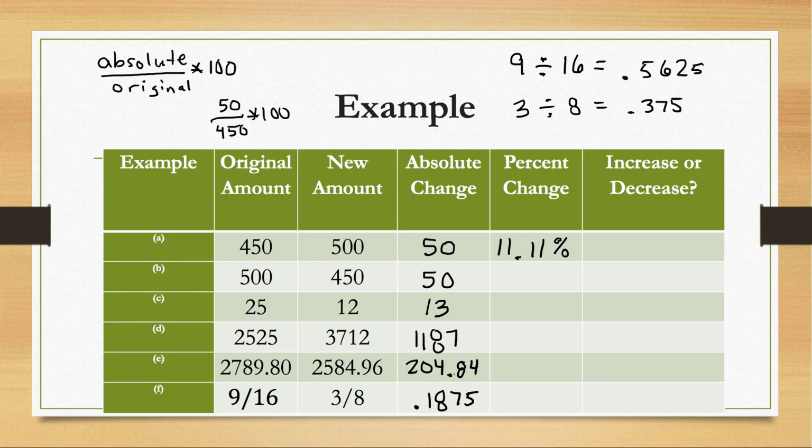All right, for the next one, we're going to take our absolute change, which is 50, and we're going to divide by the original amount, which was 500. So I've got 50 on the top still, and I'm now going to put 500 on the bottom, and we'll work that out. So 50 divided by 500 times 100 gives me 10%.